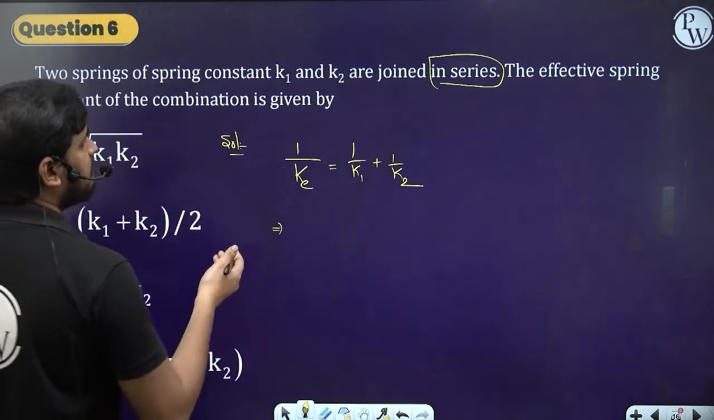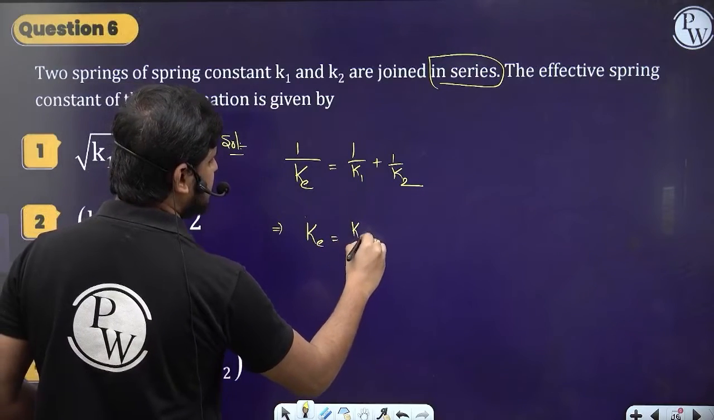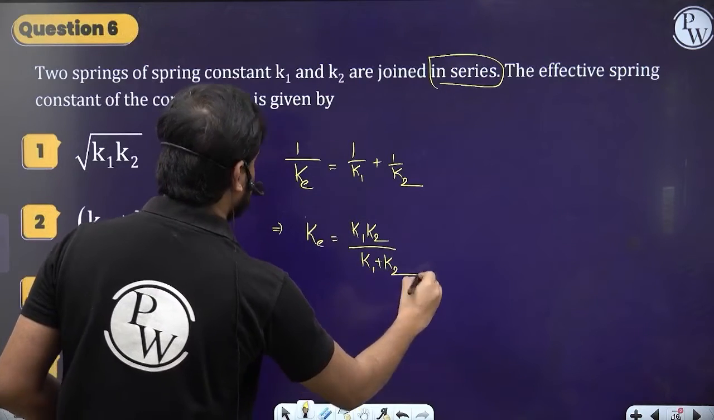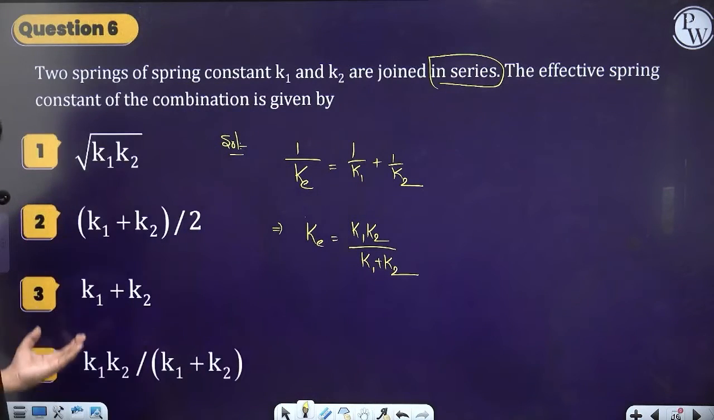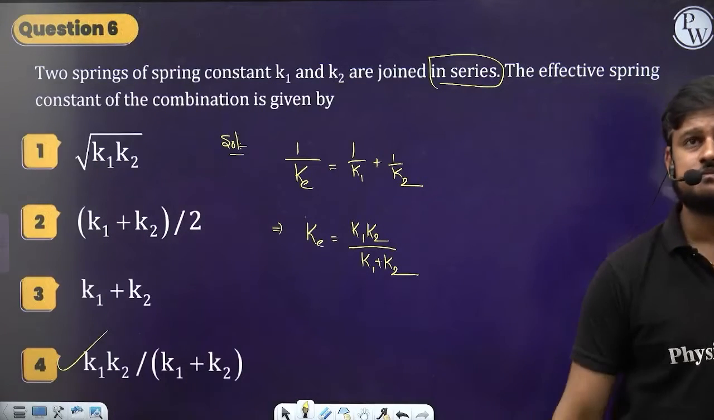So here, I can directly go for the formula, right? The K equivalent will be equal to K1 K2 by K1 plus K2. They did not give the values, so directly the formula K1 K2 by K1 plus K2, option 4 is the correct answer. I could see that. Done.